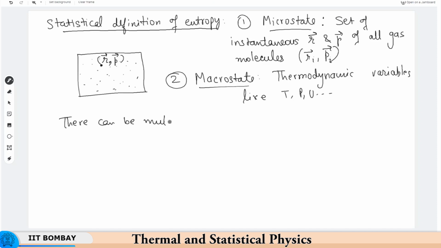So, what I mean is there can be multiple microstates corresponding to a macrostate. A macrostate can have many microstates which give rise to that particular macrostate, like a thermodynamic variable.